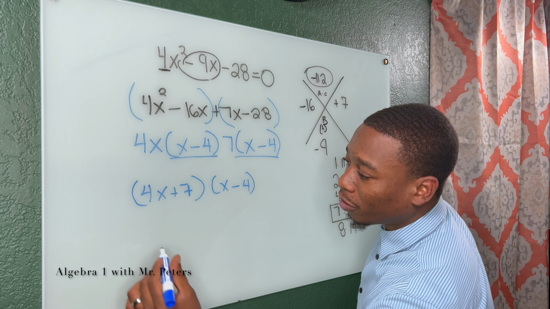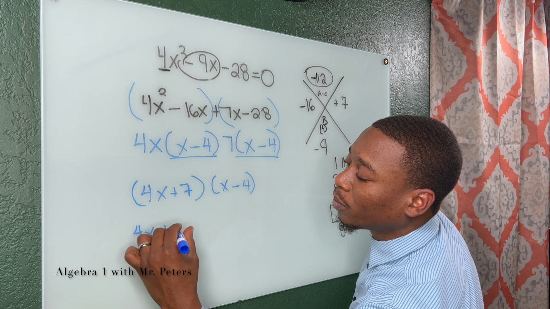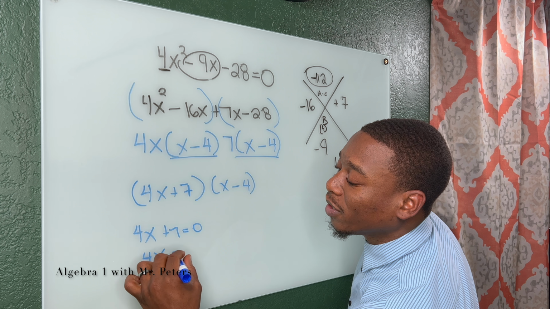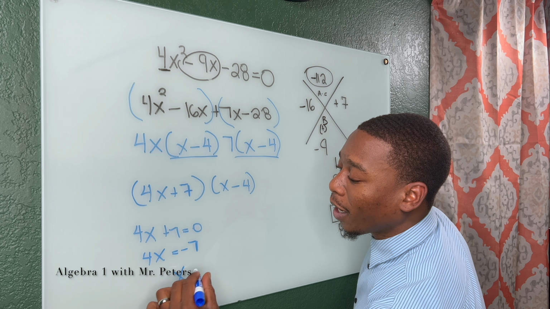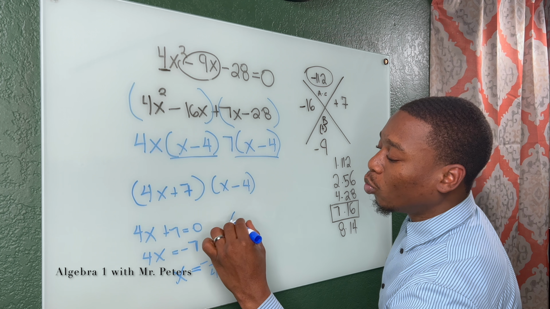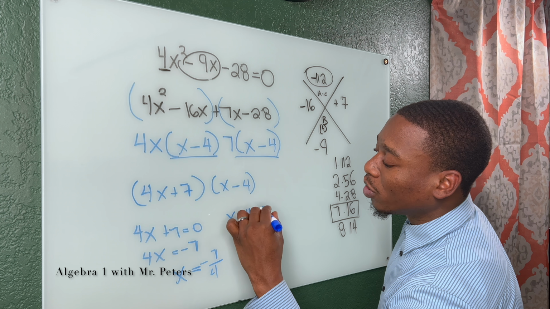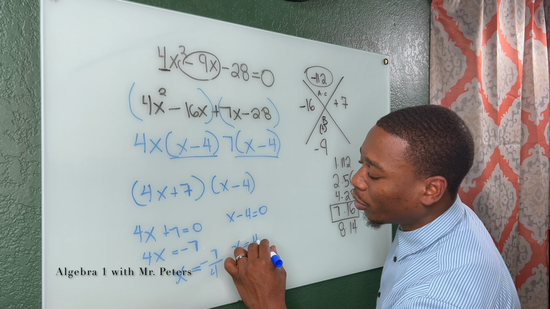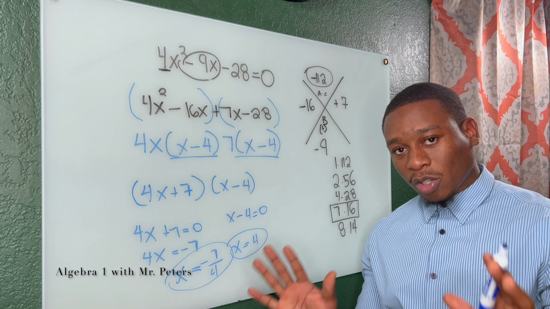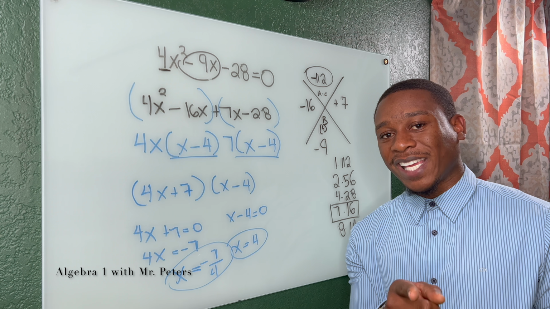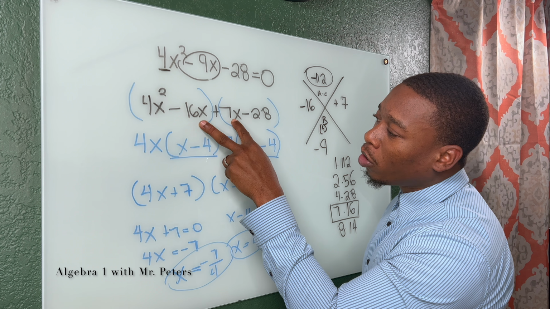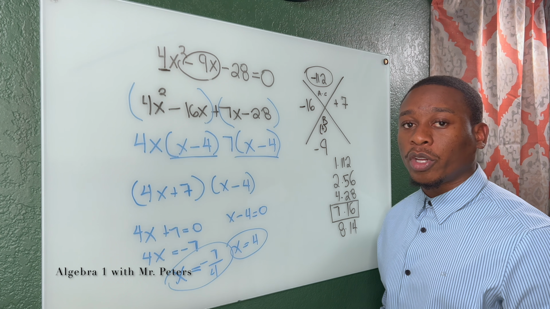Now, when I solve by setting this equal to 0, I'm going to get 4x is equal to negative 7, x is equal to negative 7 over 4. On the other one, x minus 4 is equal to 0, x is equal to 4. And these would be the two answers for it. But let's slow down real quick, because I know the question you guys have. Mr. Peters, what if I switch these two around? We're going to get the same answer, and I'm going to show you right now.